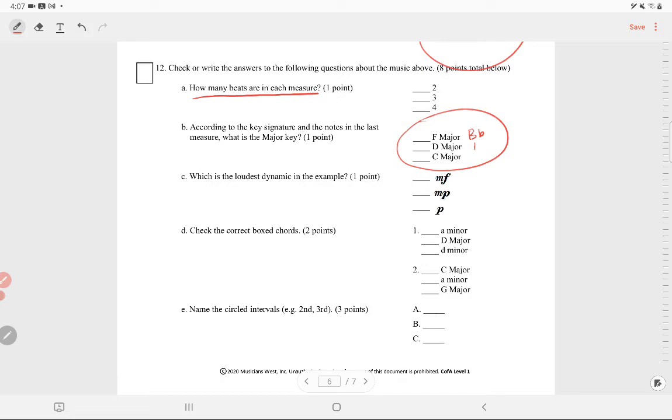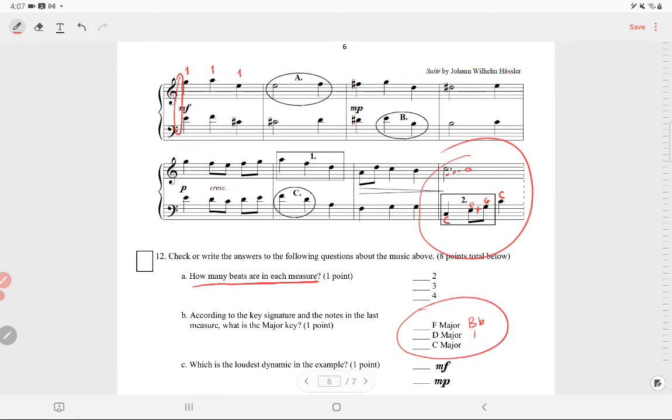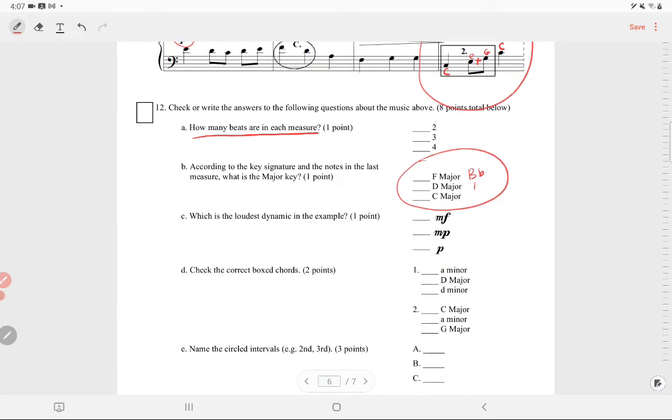What is the loudest dynamic in this example? Oh, well, let's look. I think I'm just going to remind you. So piano is soft. Crescendo is gradually getting louder. Mezzo piano is medium soft. And what else is there? There's mezzo forte. Mezzo forte is medium loud, okay?